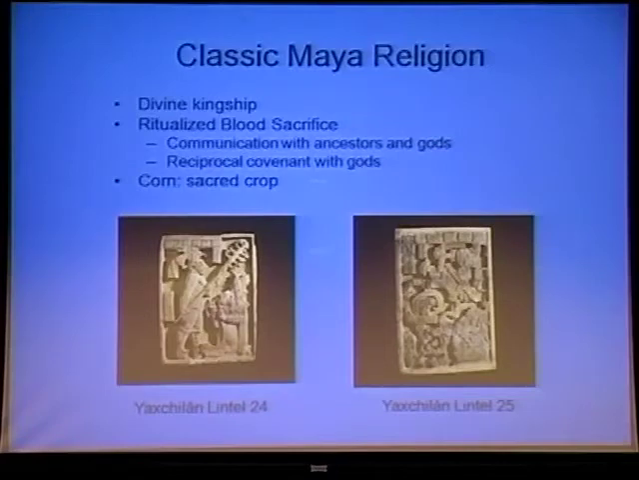This practice continues today. And so many people, if they're building a house, when they cut down a tree, they will make an offering of blood. Other offerings include candles, incense, tortillas.